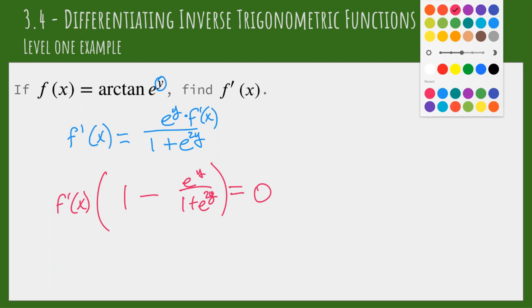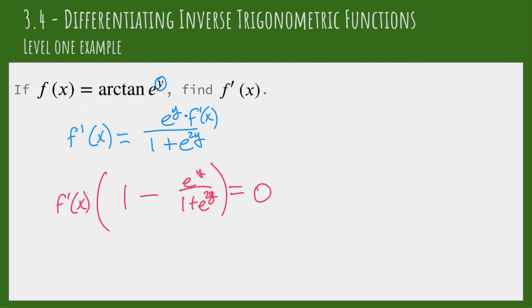And then f prime of x, we divide both sides by 1 minus e to the y over 1 plus e to the 2y, and we get f prime of x equals 0 divided by anything, which is 0. So it turns out the derivative of this function is just 0.